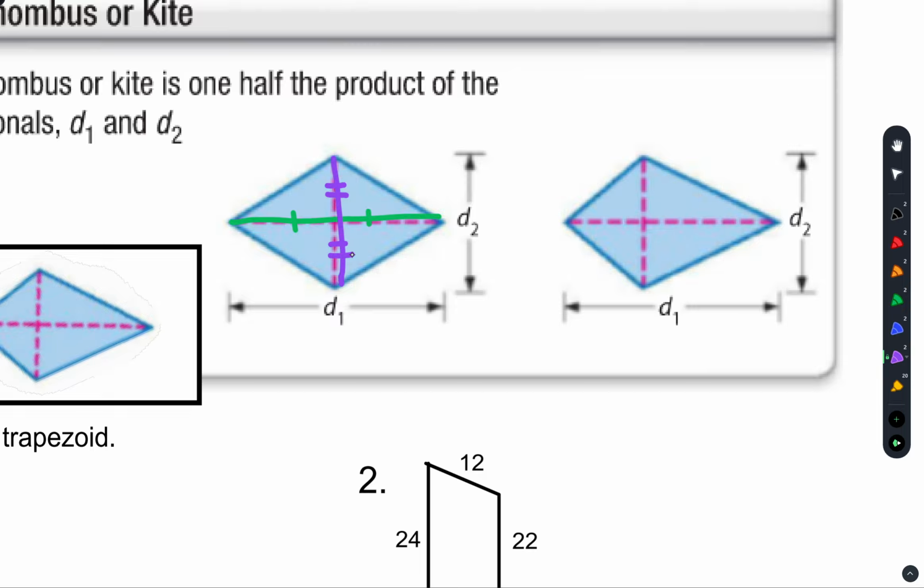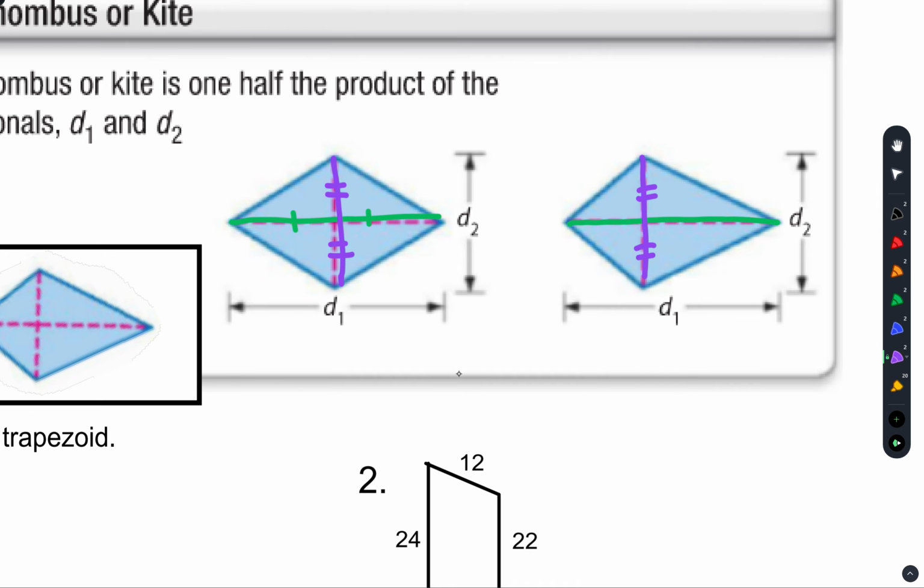Same thing here with the kite. Kites are a little bit different than rhombi. They don't have all four sides congruent. Instead, if I take a look at diagonal 1, it is not cut in half, but it does cut this diagonal in half. So kind of some different properties for those kites and rhombi that we need to remember from the quadrilaterals unit. But it'll be pretty obvious when we look at a picture.